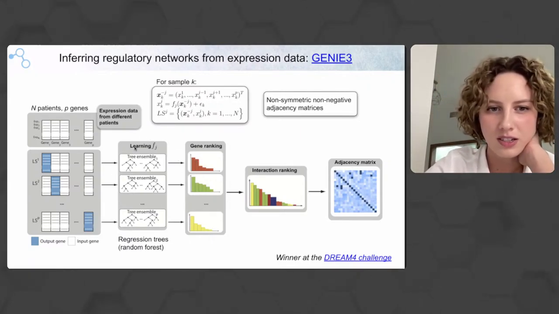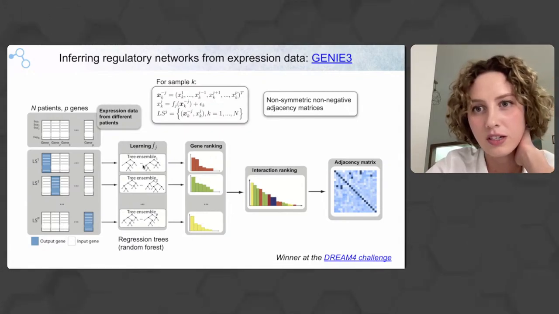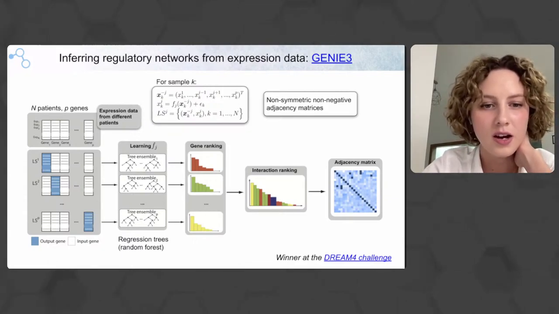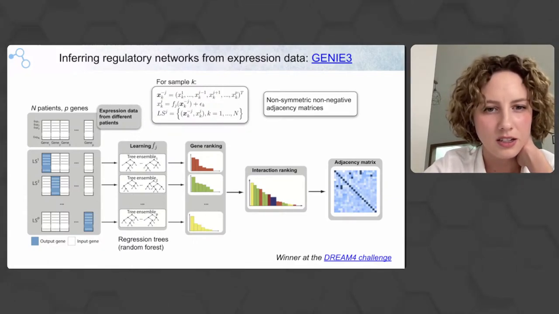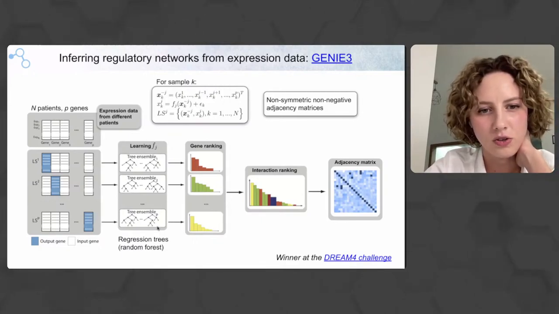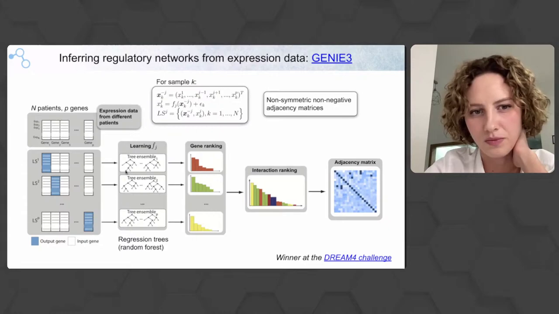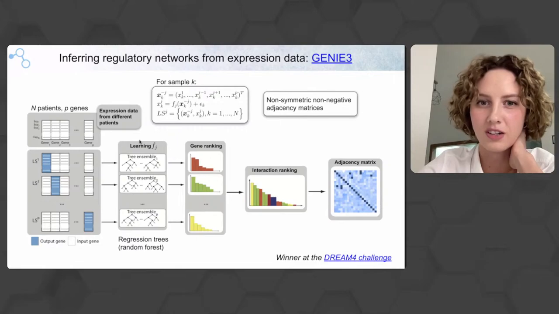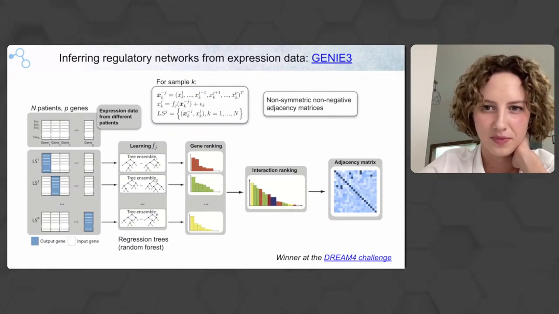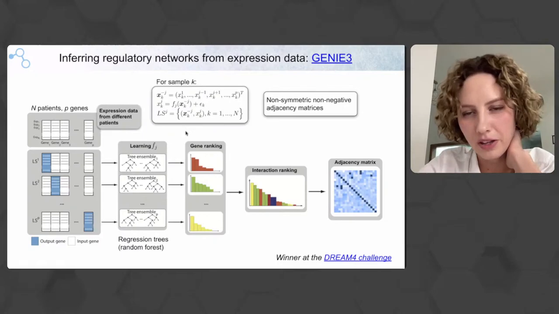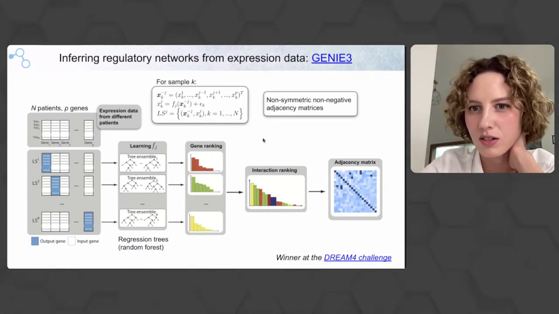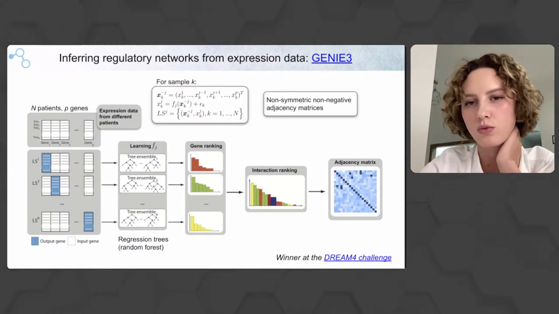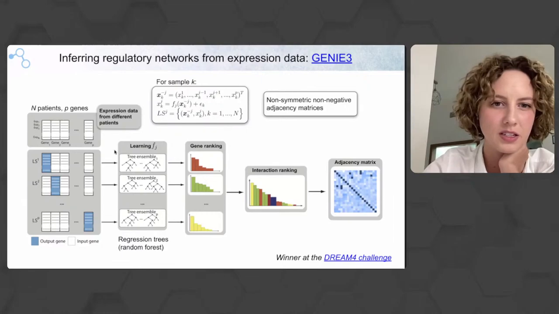In the initial GENIE3 algorithm, this step uses regression trees, but we already tried lasso. And we constantly improve this module to get better and more trustable networks. And by the way, by this algorithm, we get non-symmetric, non-negative adjacency matrices.